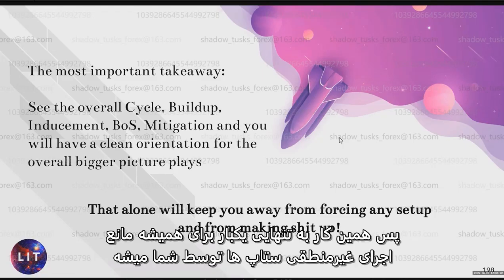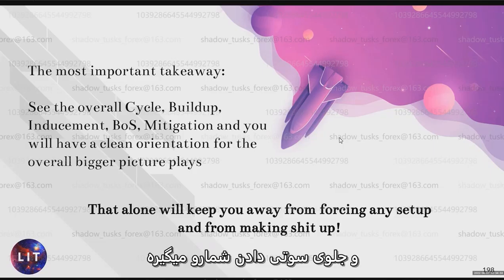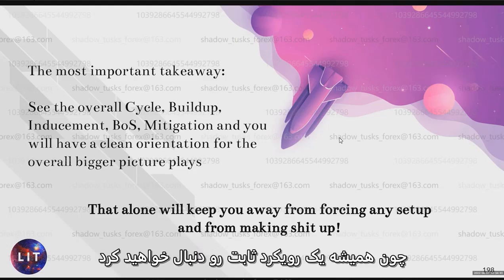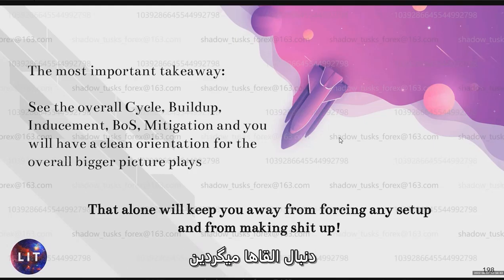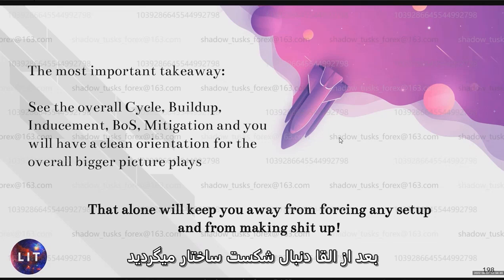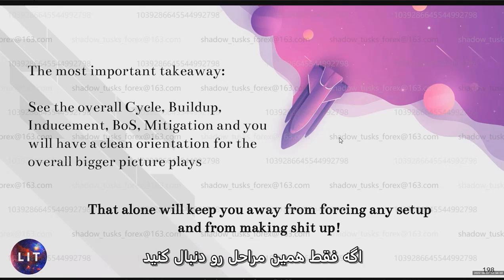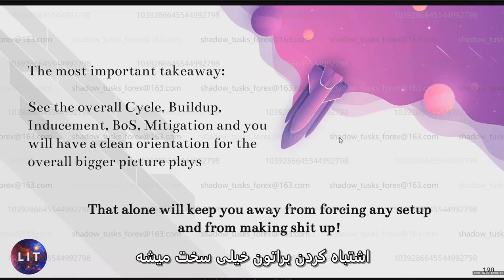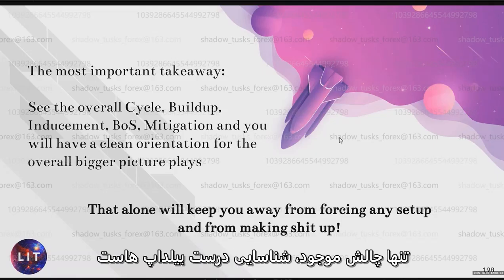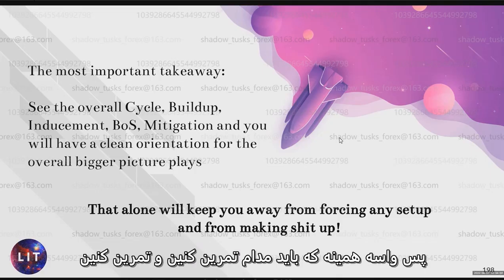So that alone will keep you away from forcing any setup once and for all, and will stop you from making things up, because you always will follow the same approach, always starting with the build-up. You look for inducement, after inducement look for break of structure, and only then you look for mitigation. If you just follow these steps, it would be very hard for you to make things up. The only challenge is to identify the build-up properly. So that's why you have to practice.